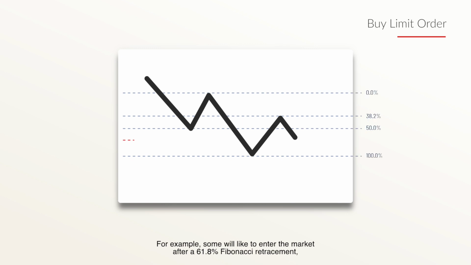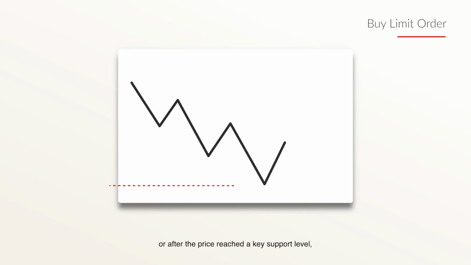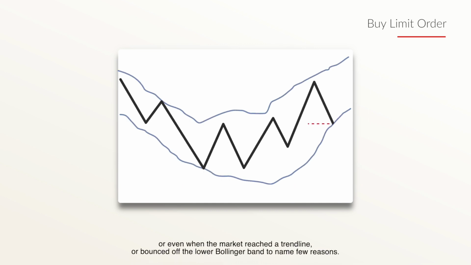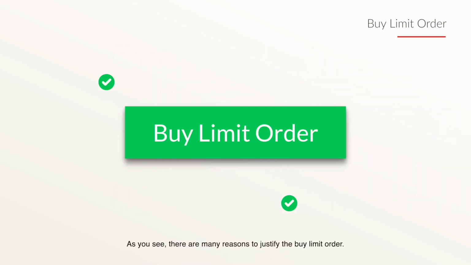For example, some will like to enter the market after a 61.8% Fibonacci retracement, or after the price reached a key support level, or even when the market reached a trendline or bounced off the lower Bollinger band, to name a few reasons. As you see, there are many reasons to justify the buy limit order.